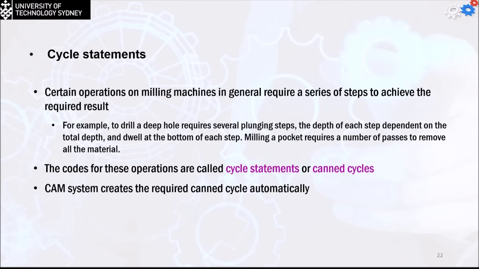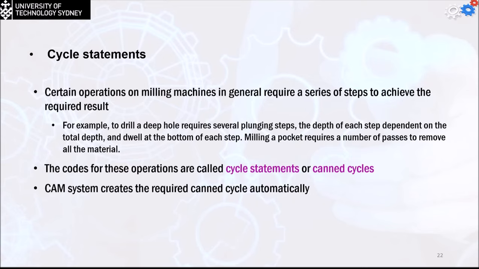The cycle statement: a certain operation on the milling machine in general requires a series of steps to achieve the required results. For example, drilling a deep hole requires several plunging steps. The depth of each step depends on the total depth of the hole, and the dwell at the bottom of each step. The milling of a pocket requires a number of passes to remove the material.